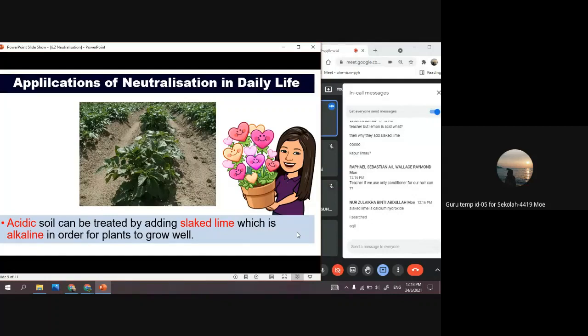Alright. So tadi back to this one. Acidic soil can be treated by adding slate lime, which is alkaline, in order for plants to grow well. Ada setengah tanah ni acidity dia kuat, tinggi. So tak elok untuk pokok sebab terlalu acidic. So untuk neutralizekan dia, kita kena add alkaline substance, which is slate lime ni, untuk neutralizekan soil tu for the plants to grow well.